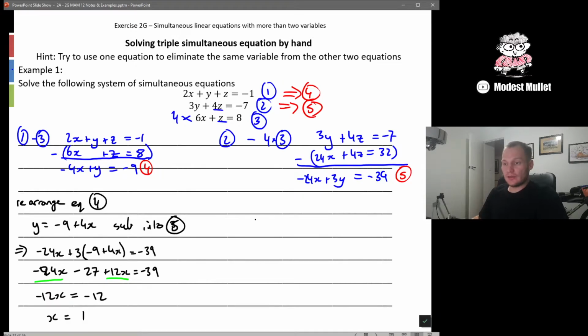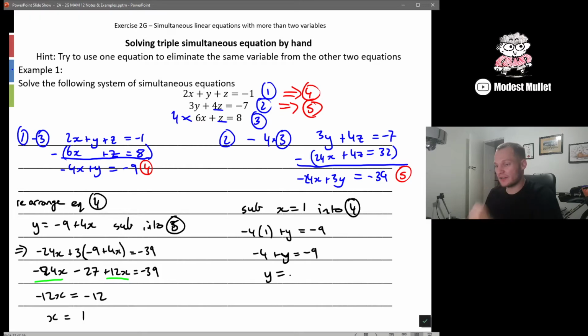I can now sub x equals 1 into equation 4. Since it's just got x and y in it, that'll tell me what y is. I get negative 4 by 1 plus y is equal to negative 9. So I get negative 4 plus y equals negative 9, so y is equal to, add 4 to both sides, negative 5.